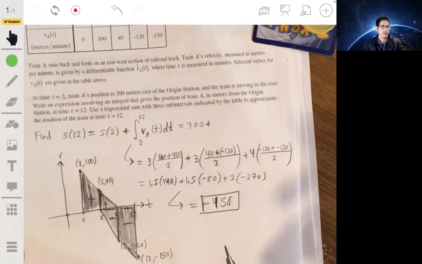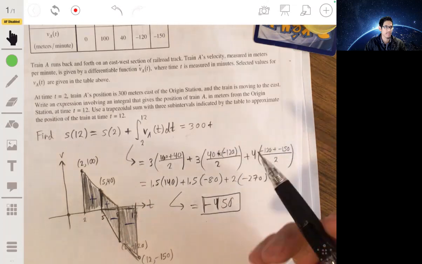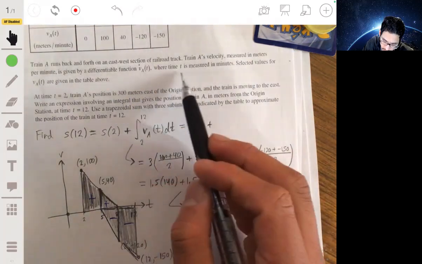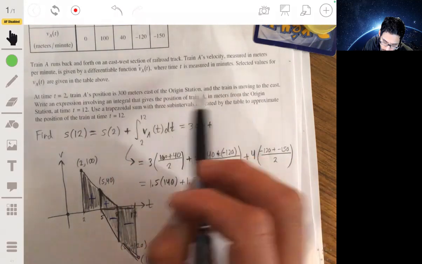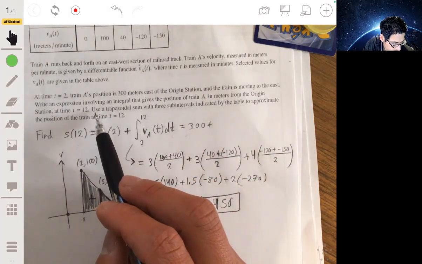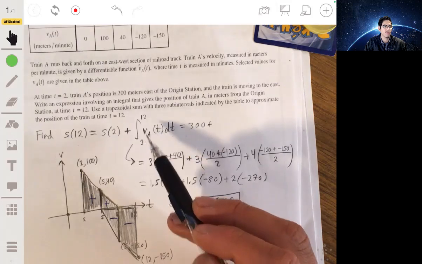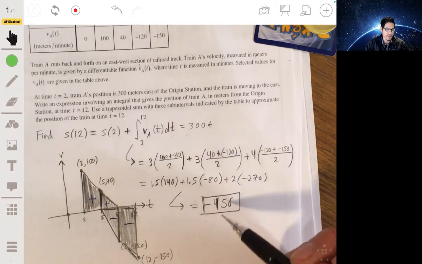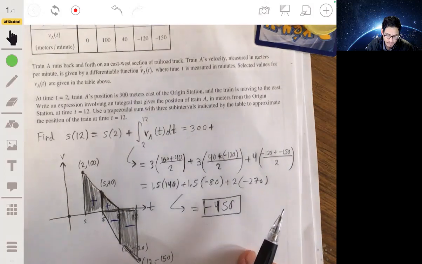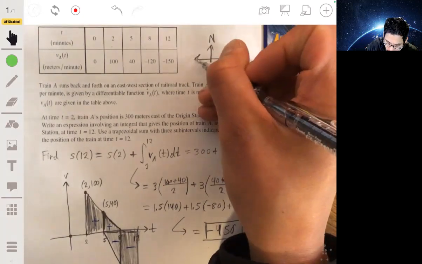So what does this mean? It's saying that from time t equals 2 to 12 minutes, the train changes position by 450 meters in the negative direction, or to the west. Remember our compass directions: north, east, west, south.